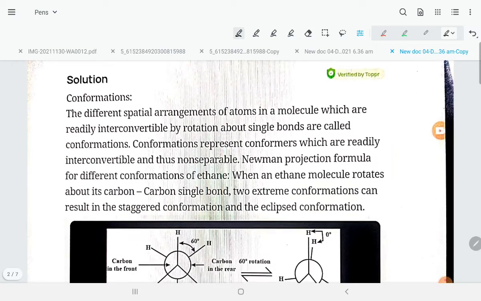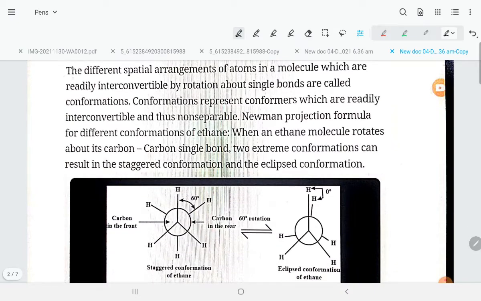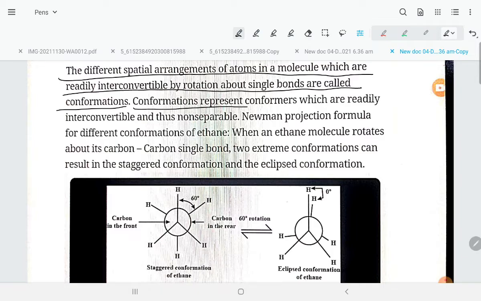You can read out the slide also. Here you can see the different spatial arrangements of atoms in a molecule which are readily interconvertible by rotation about the single bond are called conformations. Conformations represent conformers which are readily interconvertible and thus non-separable. Newman projection formula for different conformations of ethane.